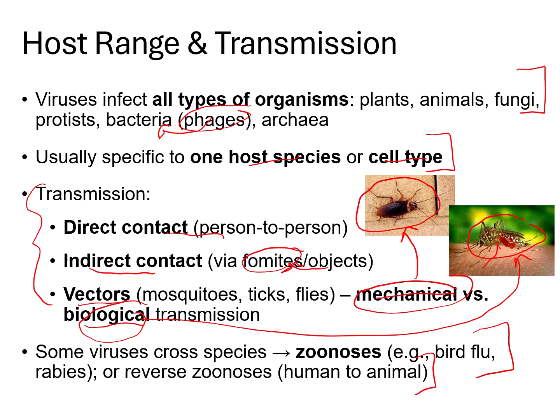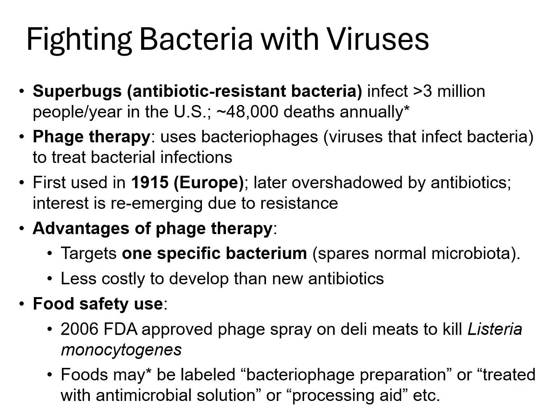You've probably heard of antibiotic resistance, and these antibiotic-resistant bacteria, or superbugs, actually cause over 3 million infections and nearly 50,000 deaths every year in the US. Our book actually has lower numbers, but they're kind of outdated, so this is closer to what we currently have annually. One possible solution is phage therapy.